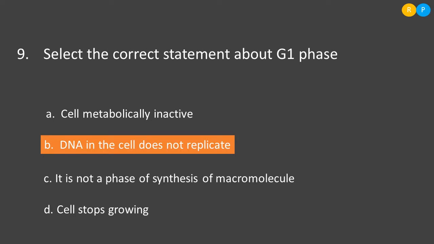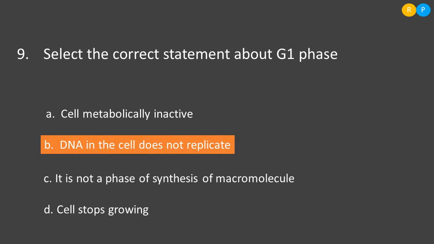This is the ninth question. Select the correct statement about G1 phase. G1 phase is one phase of the cell cycle. Some changes can be seen in the G1 phase because the cell has to prepare for the M phase, that means it has to prepare for cell division. Clear. So what changes can be seen in the cell during the G1 phase? The cell is metabolically active in this phase and it is ready to synthesize some of the macromolecules required for the cell division.